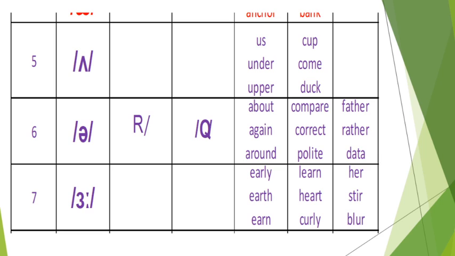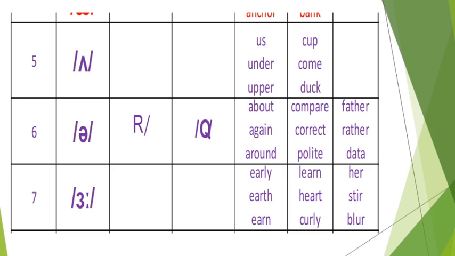Now the 6th one, this is called the A sound. It's very frequent in Telugu and in Hindi. This happens initially, immediately and finally. In many words this happens at the final position. Initially, examples: about, again, around. Immediately: compare, correct, polite, P-O, pa, not po. It is not polite, it is polite.